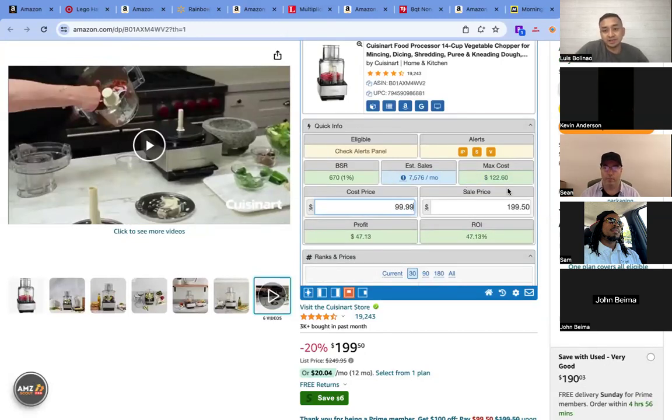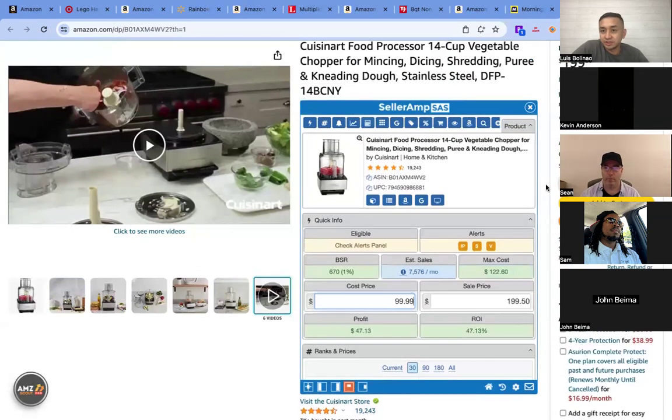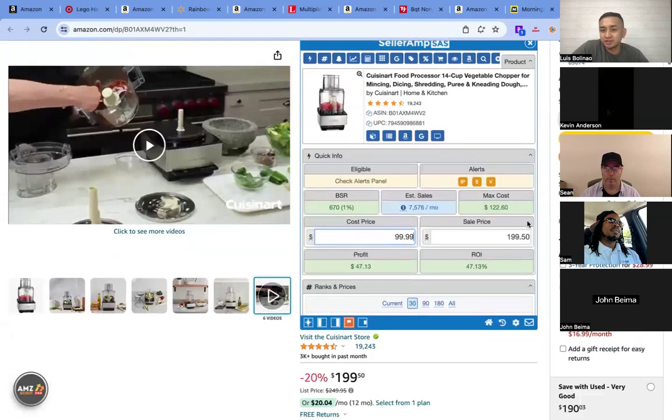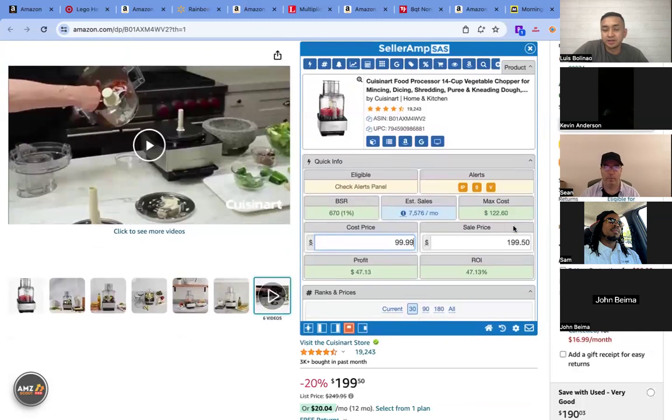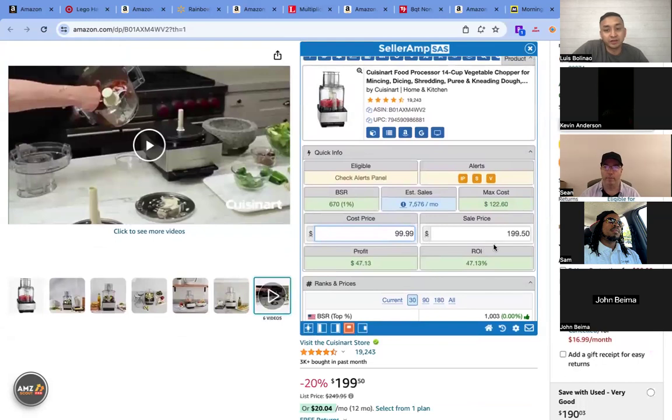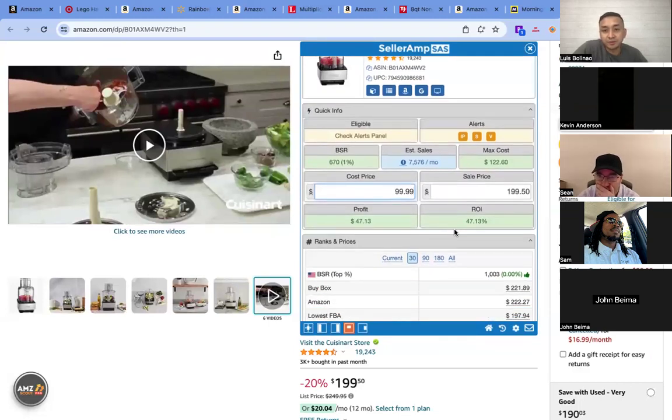And then the sale price is going to be Amazon sale price. So the Amazon sale price is almost $200, $199.50. I plug it here. And then from here, I like to look at my numbers. So ROI is what I look at. I like to be at a minimum of 20% ROI. And this one's good to me because it's giving me a 47% ROI, right? So it's really good.